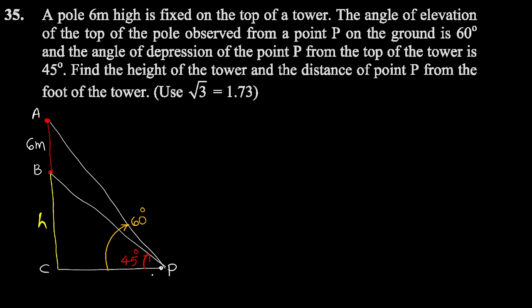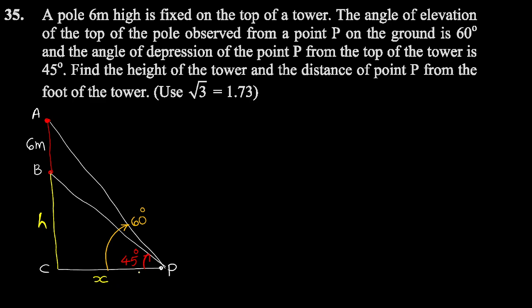Also CP is our question, the distance of P from the foot of the tower. CP denoted by some letter X, so that is much more convenient for us. That's why I'm writing. H and X, both we have to find out. All of you clear? Understood?